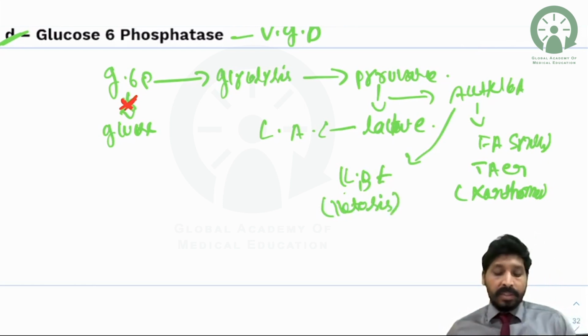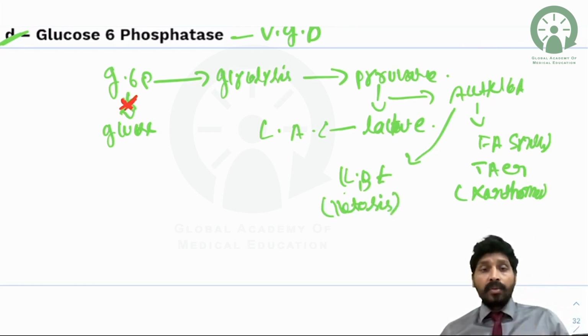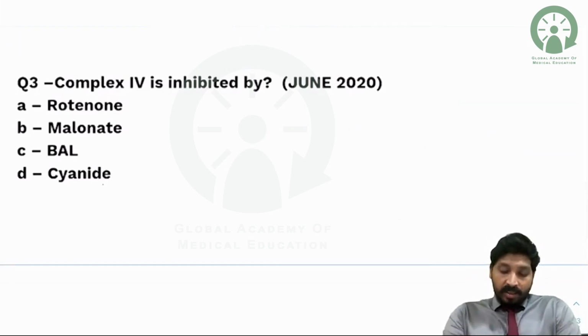So the enzyme deficiency is glucose 6-phosphatase. It's a clear-cut case of Von Gierke's disease. So again, this is a question.